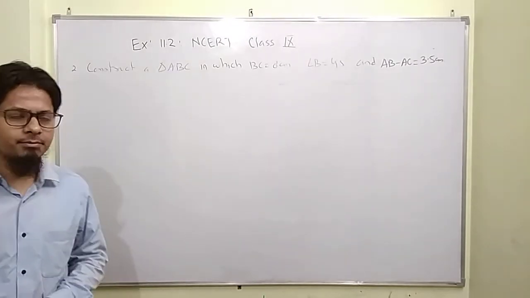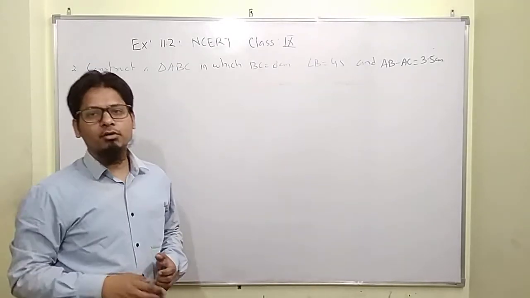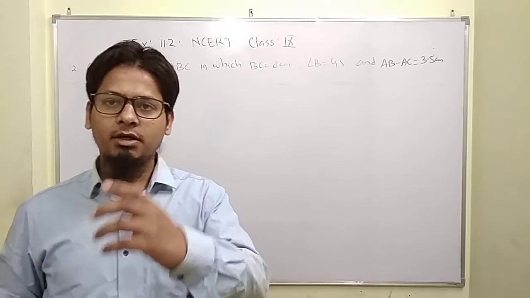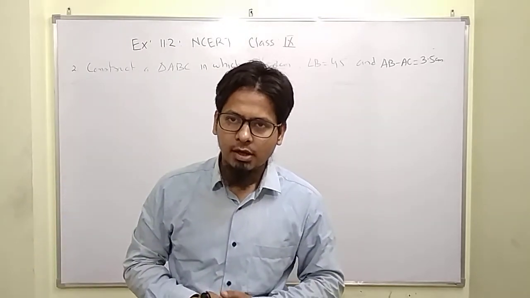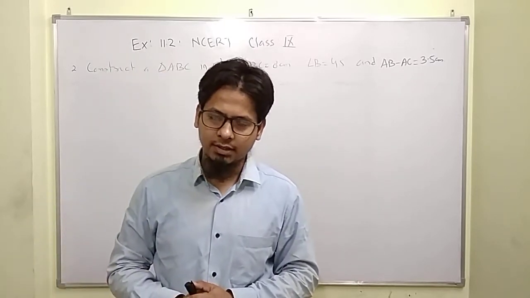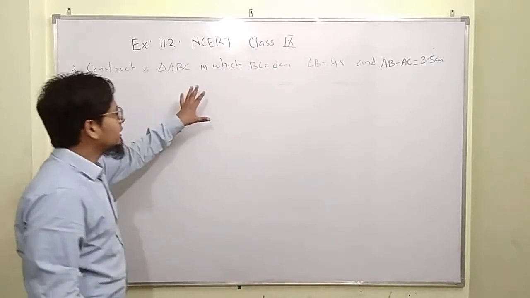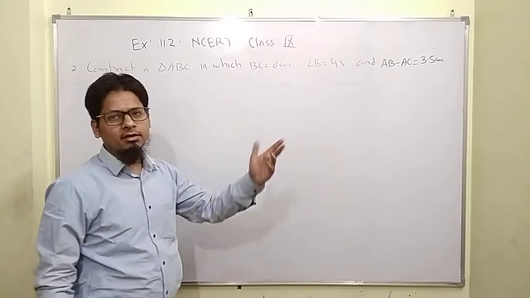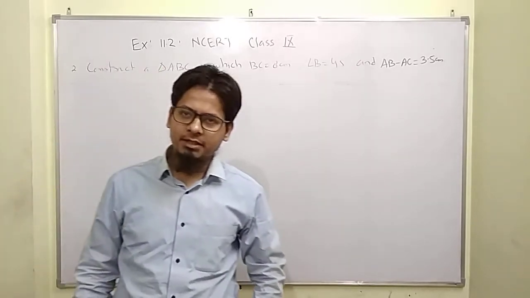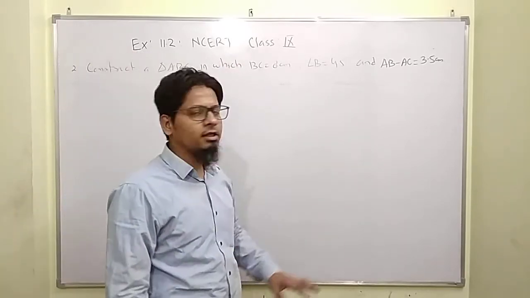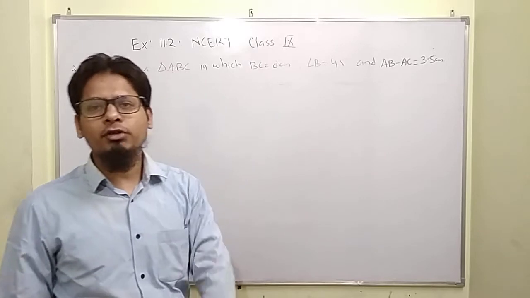Now students, in the first question the given part was the sum of two sides, and in this type of question the difference of two sides is given. You see here what the given things are. Here BC is the base, and one base angle is given, that is 45 degree, and the difference of two sides is also given.